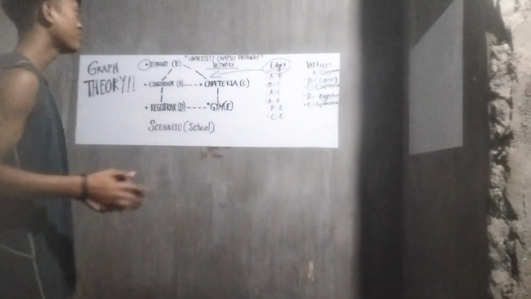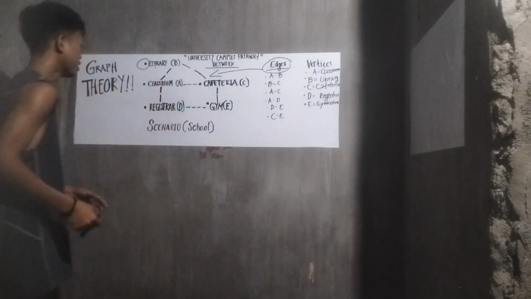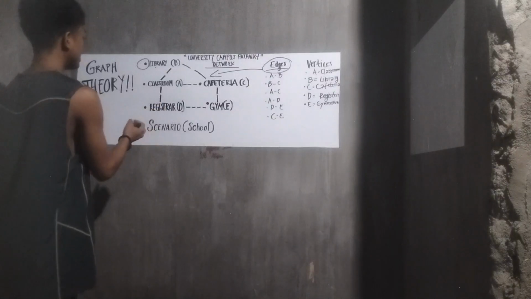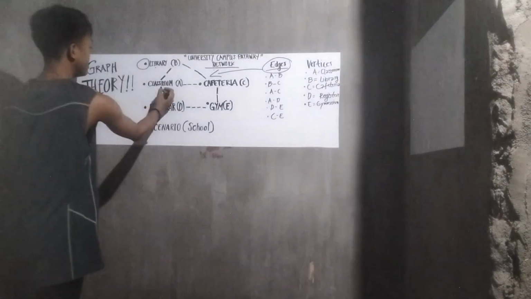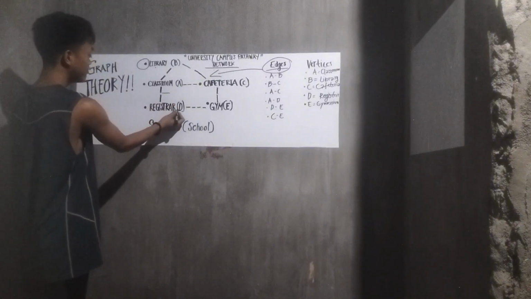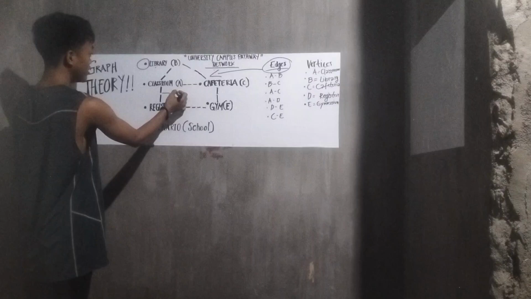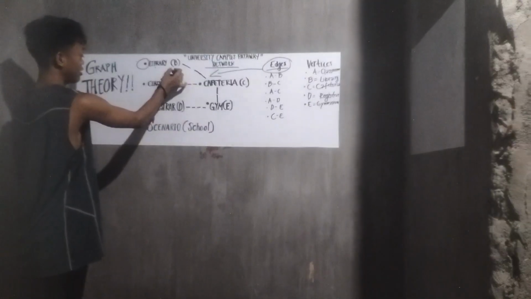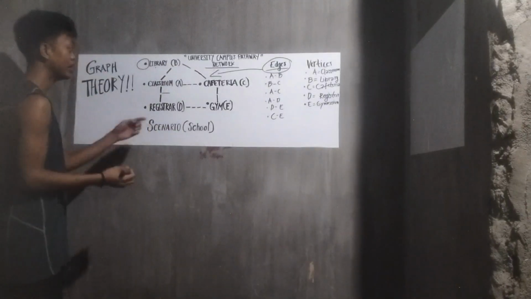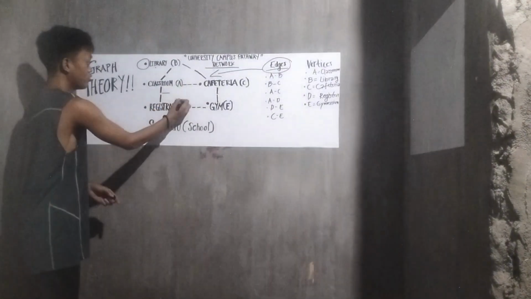So for example, if a student wants to go to the library, you will follow the shortest pathway, or rather the edges, and from the vertex D going to A, and next is going to B, wherein you can go to the library.